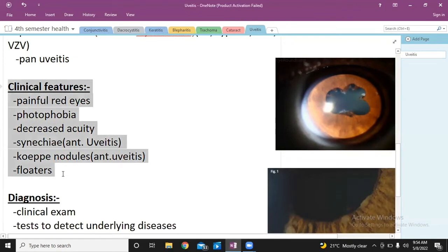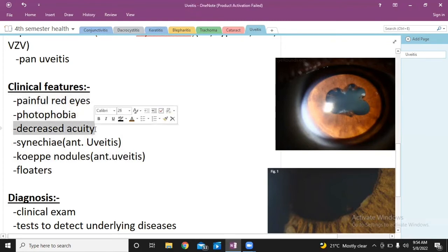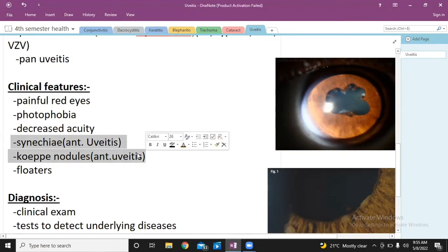Patients with uveitis have all of these conditions. Most of the time they have painful red eyes, they have photophobia, they have decreased acuity. Acuity means the ability of the eye to see and distinguish things clearly. So there will be decreased distinguishing capability, so decreased acuity. Then there is synechiae. Now, what are synechiae and keratic precipitates? Keratic precipitates and synechiae are two things which are most commonly found in anterior uveitis.